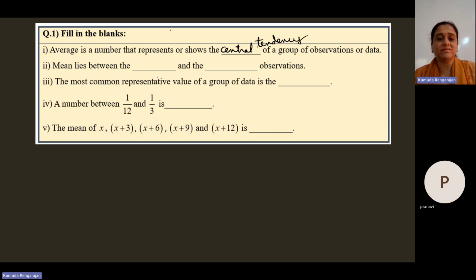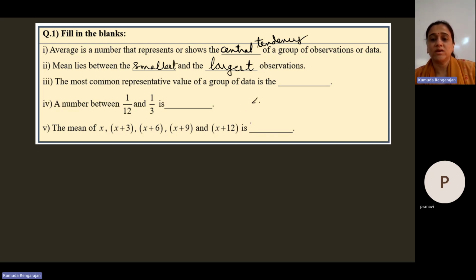Mean lies between the dash and the dash observations. Mean lies between the smallest and the largest observations. The mean of a data always lies between the smallest value and the largest value. Let me make that more clear.